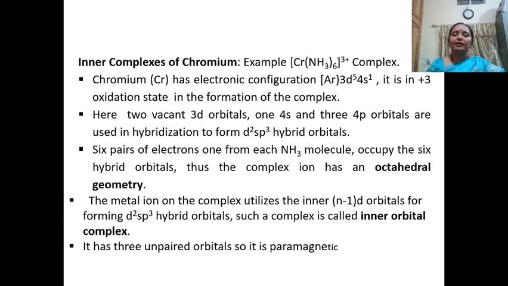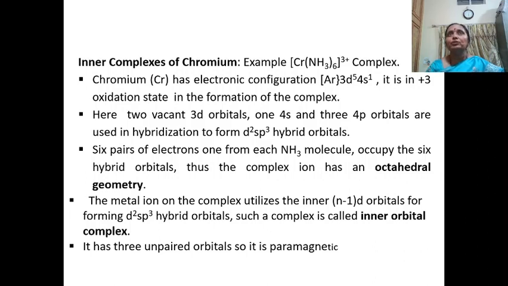Now let us see the inner complex of chromium. The example which we can quote is chromium with 6 ammonia molecules, and this complex is going to have +3 oxidation state. So it is hexaammine chromium 3+ ion. In this complex, the electronic configuration of chromium atom is argon 3d5 4s1, and here it is having +3 oxidation state.